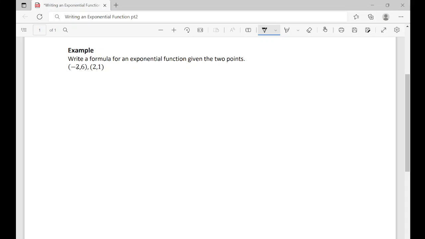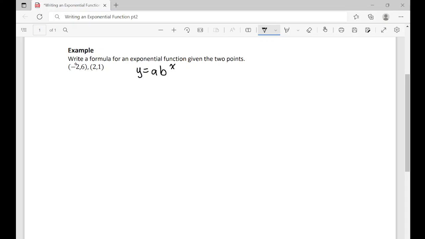We have the ordered pair -2, 6 and the ordered pair 2, 1. Neither of them have a 0 for an x value, so we don't have an initial value starting off. So we don't know anything about it. So what we're going to do is remember that the form is y equals ab to the x. I'm just changing it from f of x to y. And then if we don't know a and b, we're going to have to take each ordered pair and plug it in for x and y so we can write a system of equations.